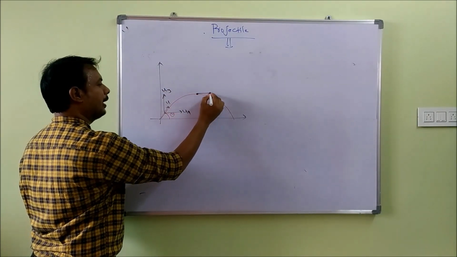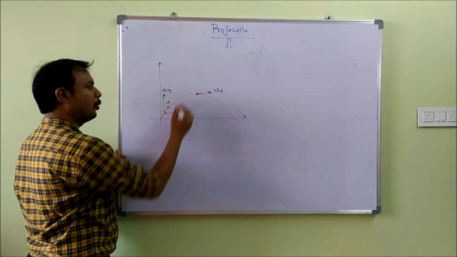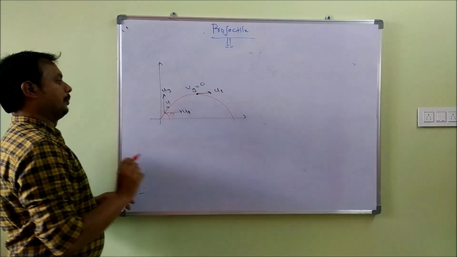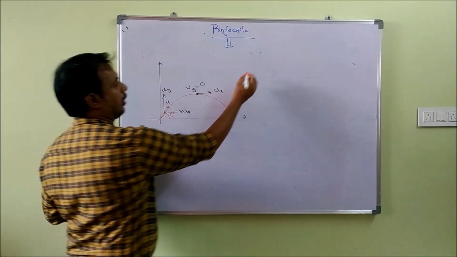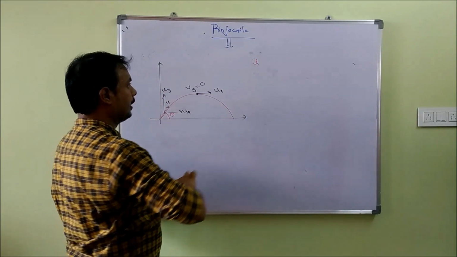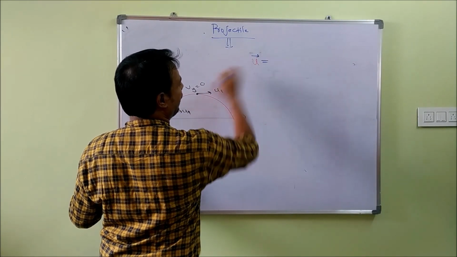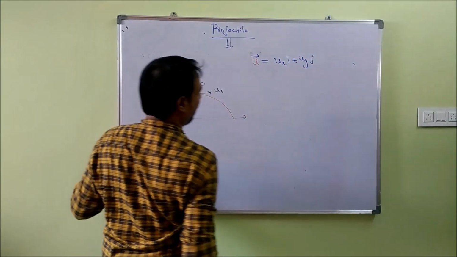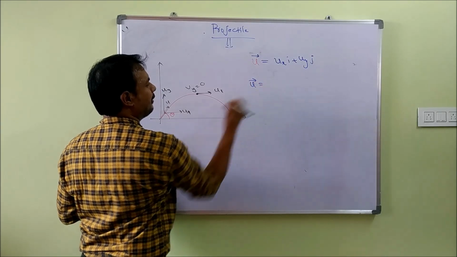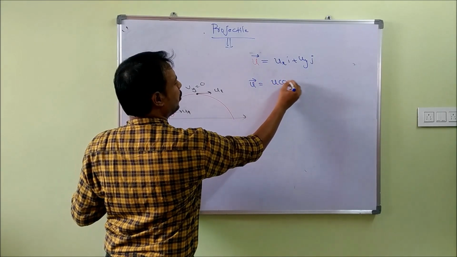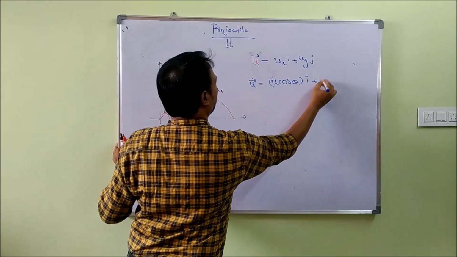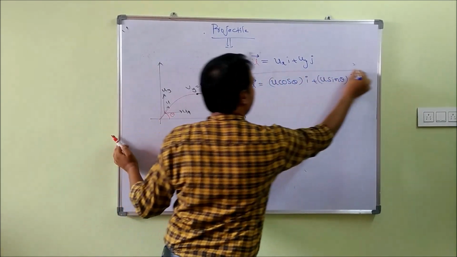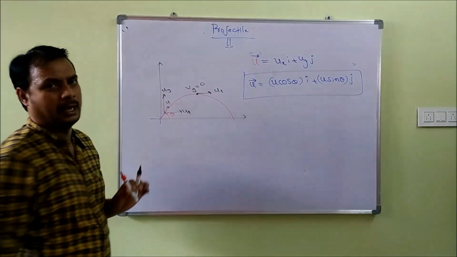At the maximum height, there is no change in the horizontal component, but the vertical component equals 0. Okay, so what is the initial velocity vector? Vector representation: initial velocity vector u bar equals ux i cap plus uy j cap, or initial velocity vector u bar equals u cos theta i cap plus u sin theta j cap. This is the initial velocity vector for the projectile.